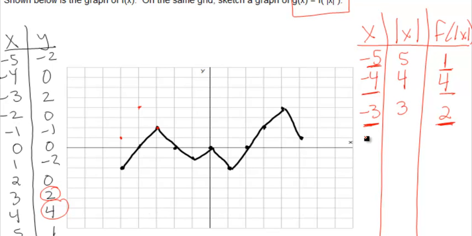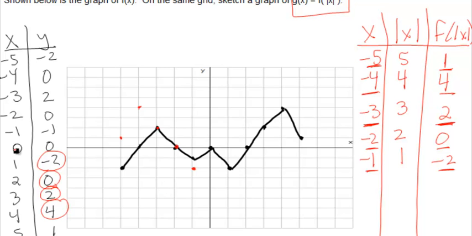Let's try the next one. If x is -2, in absolute value that becomes a +2, and what is the function at 2? Well, when the input is 2, the output is 0. So I'm going to be plotting the point -2, 0, which happens to be this point right here. Let's move on to the next one, -1. So the absolute value of -1 turns into a +1, and what is the value of the function at +1? Well, the input is 1, the output's supposed to be -2. So we're going to plot -1, -2. So that's actually going to be down here.